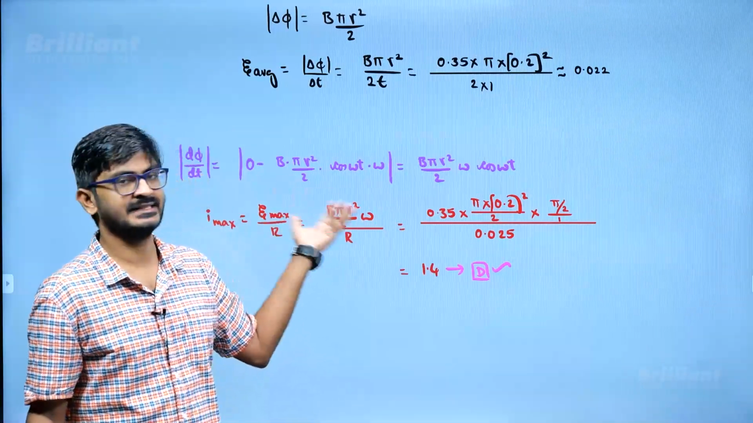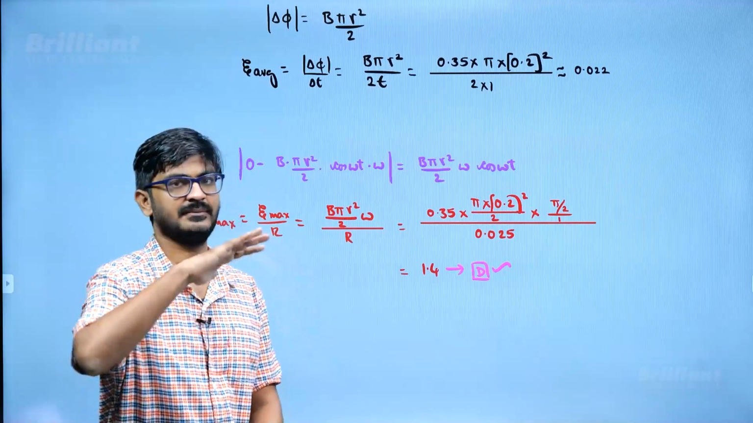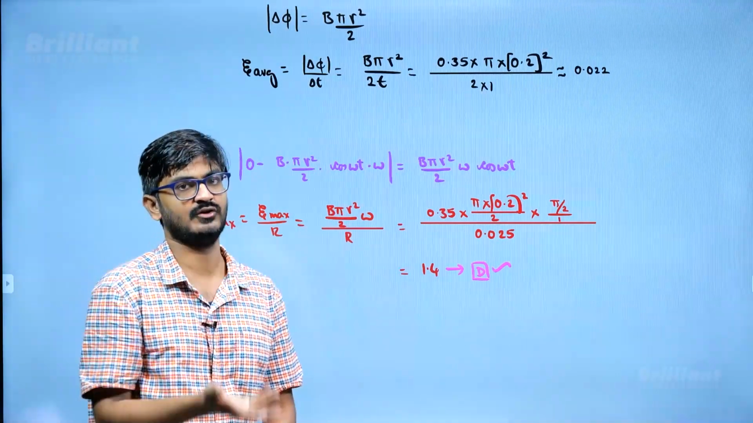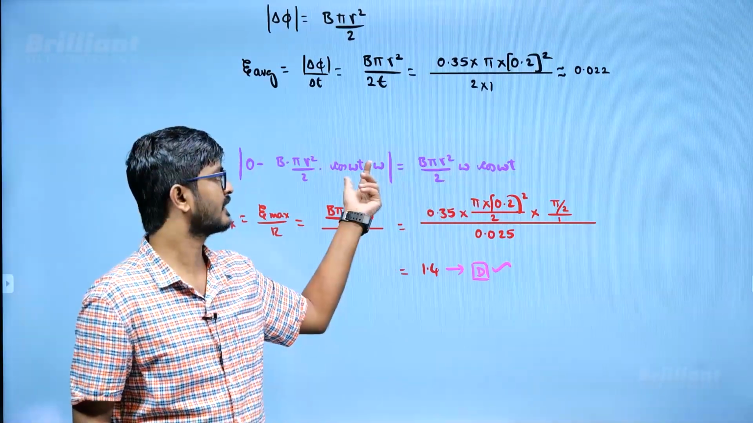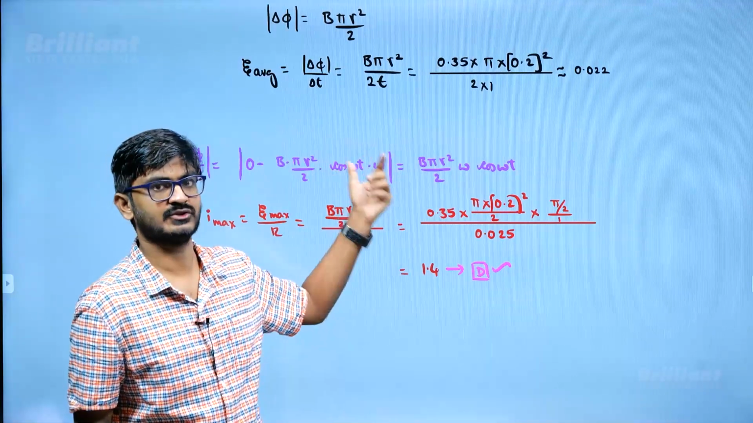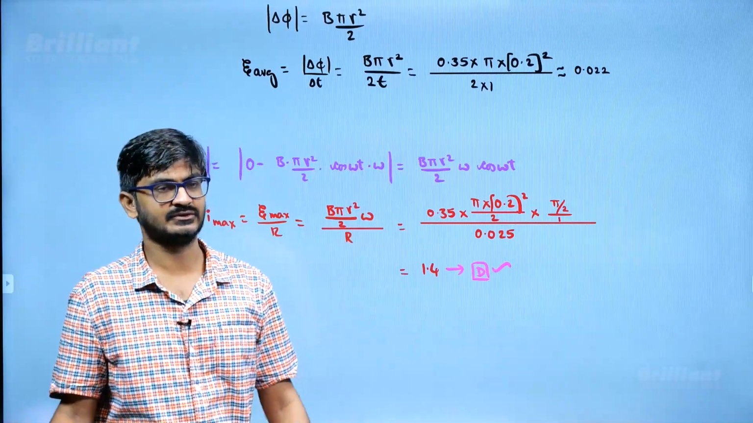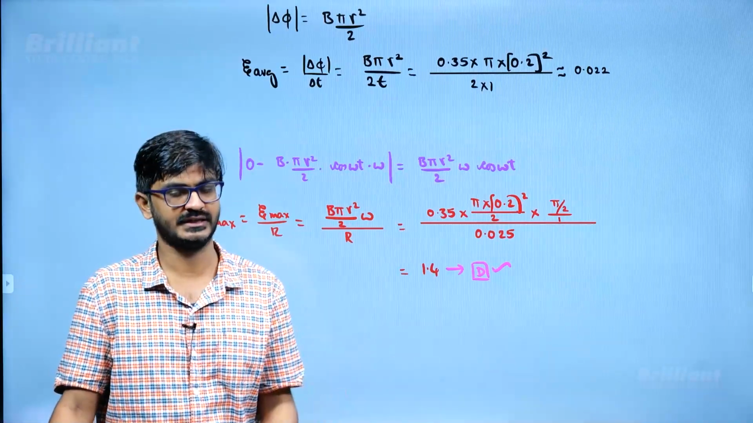Now this is the same principle we will be using in an AC generator, right? We will be keeping a loop in a magnetic field and rotating it. So what will happen to the flux? Flux will be varying with time, or induced EMF will be sinusoidally varying with time. So we will be getting an AC source. If you want to make an AC source, keep a loop in a magnetic field and rotate it, right?